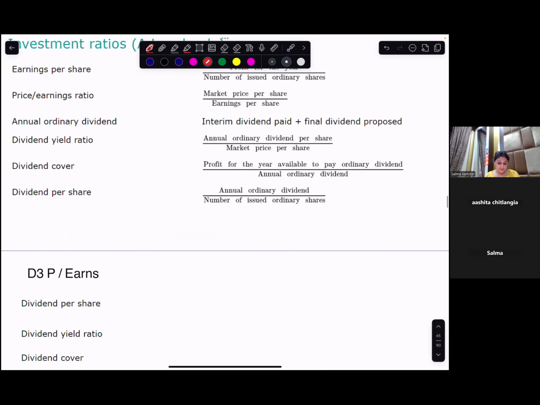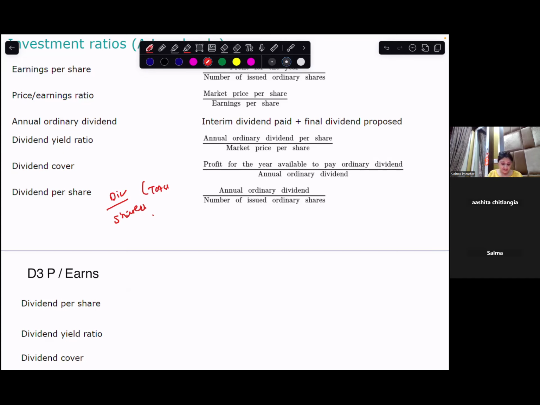Now we talk about the dividend yield ratio and dividend per share. Dividend per share would be very easy. Annual ordinary dividend upon number of shares. Dividend divided by shares. You can take total dividend divided by total number of shares, and you get dividend per share.